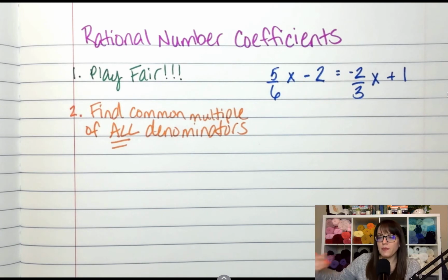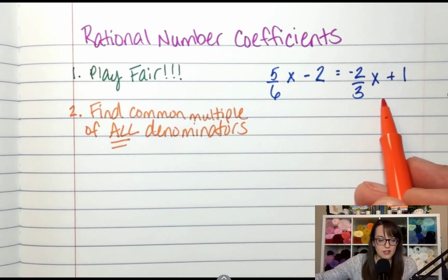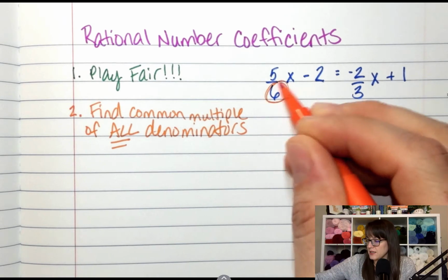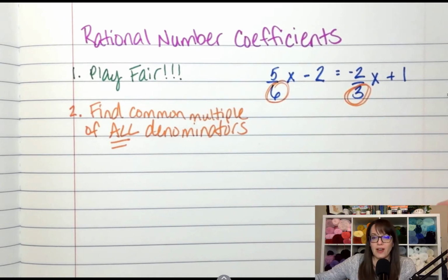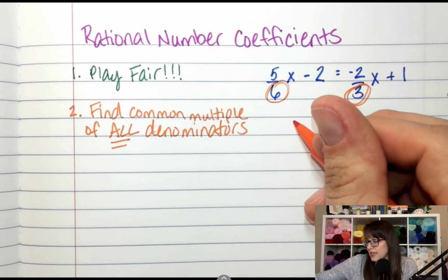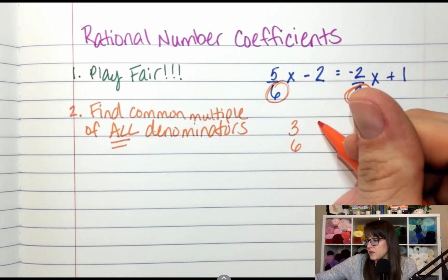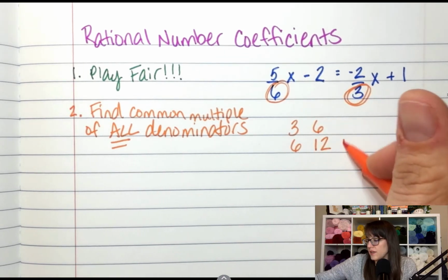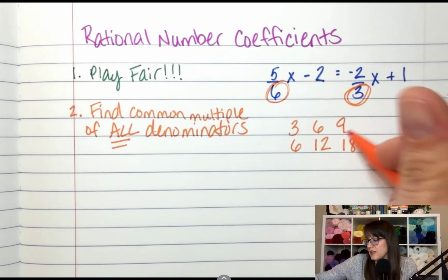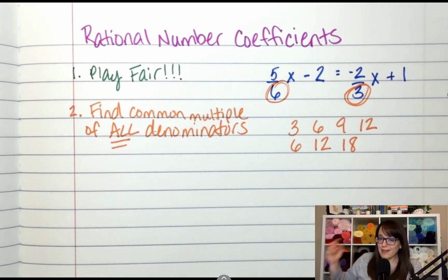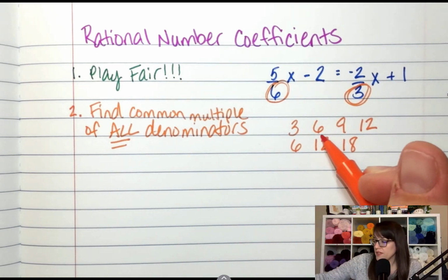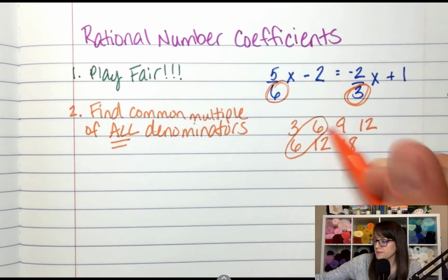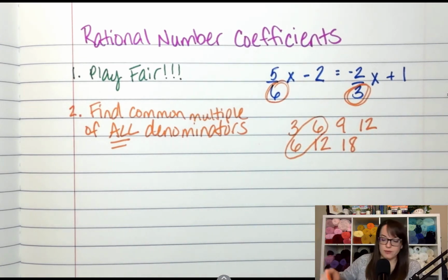Now, in this problem, there are 2 denominators, 6 and 3. So I'm looking at the 6 and the 3. To find a common denominator for both of these, I can count by 3s and count by 6s. So 3, 6, 9, 12. I can stop already. Now, does it have to be the smallest denominator? No. Does it make your math easier? Yes. For this one, I'm going to use 6. So 6 is my common denominator.